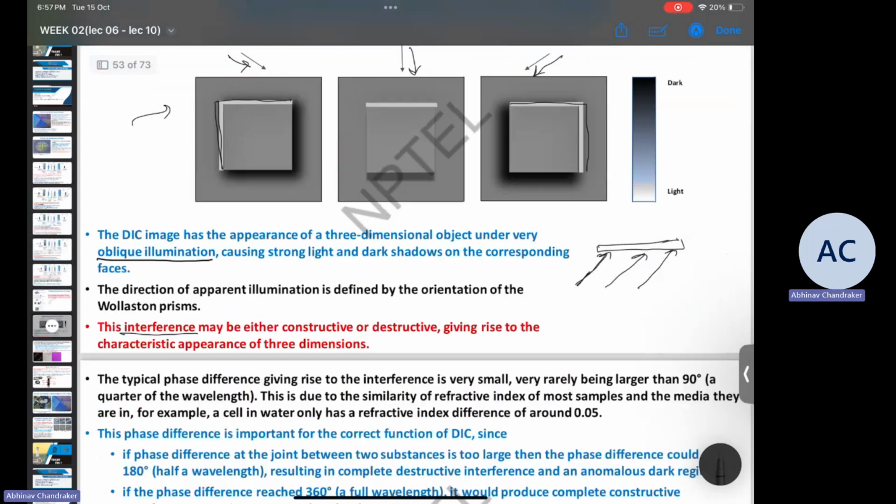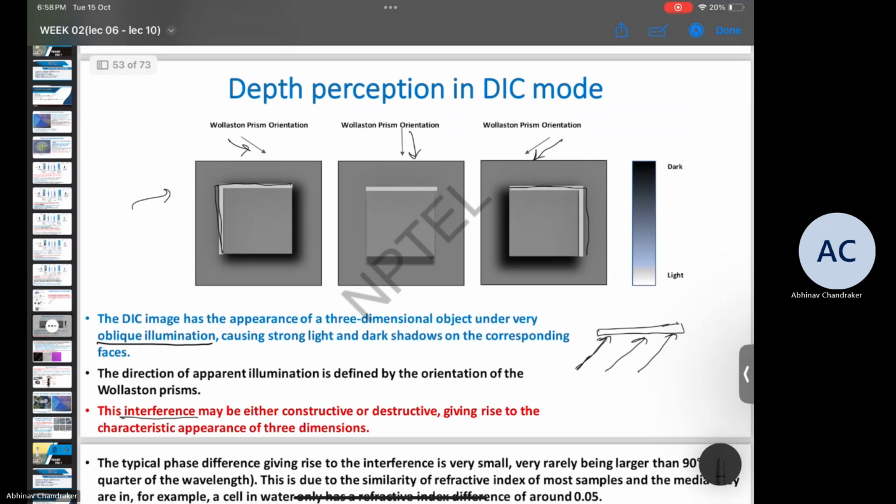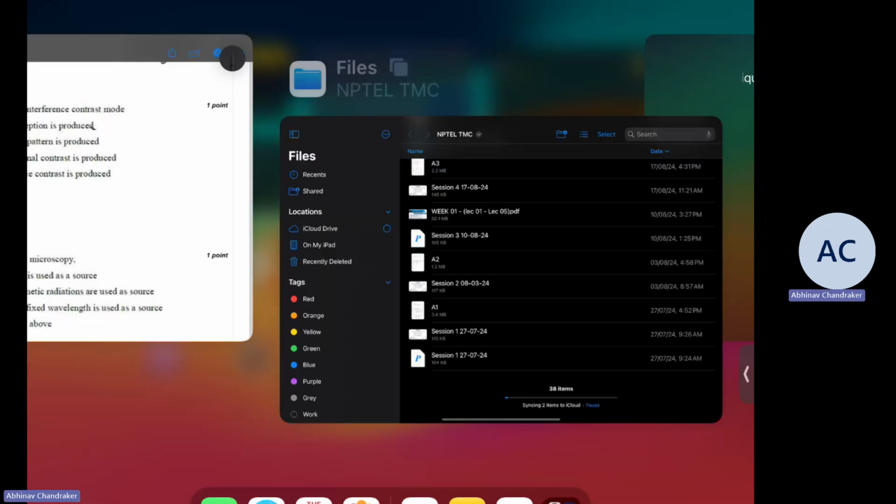Also, if we look at it, it can also give some depth perception. If the illumination is oblique, and due to some constructive or destructive interference taking place, it is possible that there will be an appearance of some three dimensions in your image. So the correct answer will be depth perception.